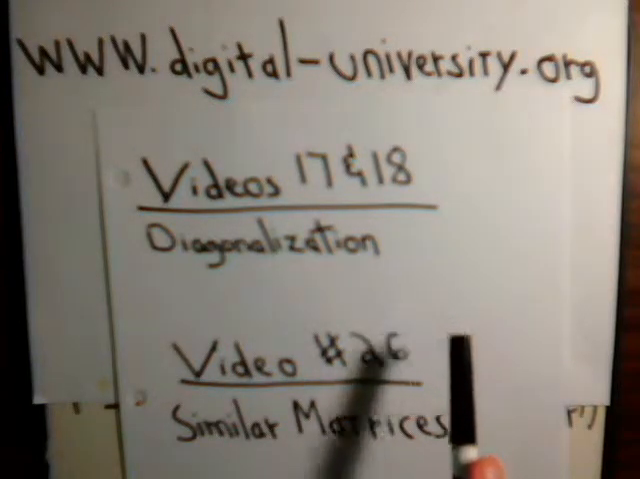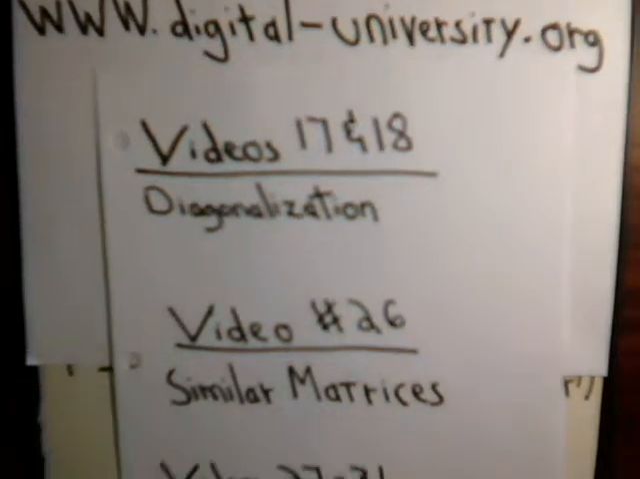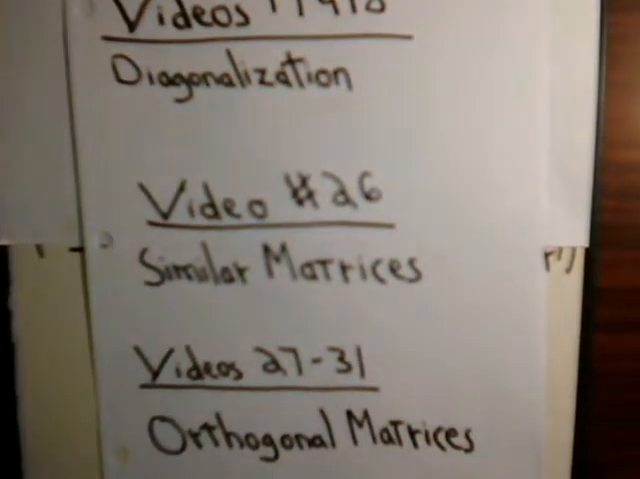Also, video number 25, we talked about eigenvectors of symmetric matrices and the fact that for a symmetric matrix, its eigenvectors are orthogonal. And then in videos 27 through 31 is when we start to deal with orthogonal matrices.